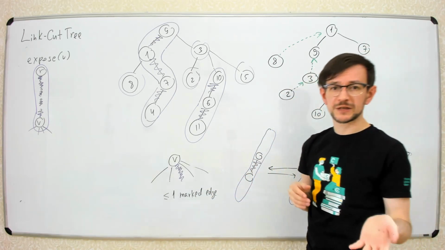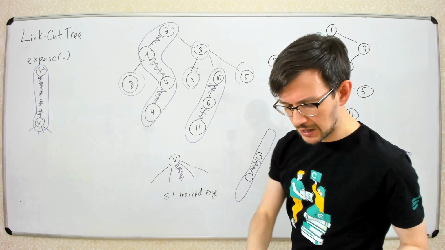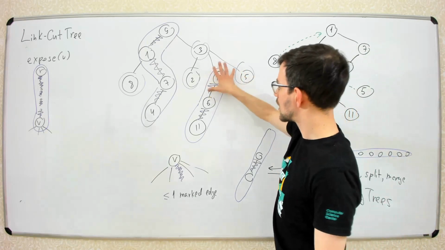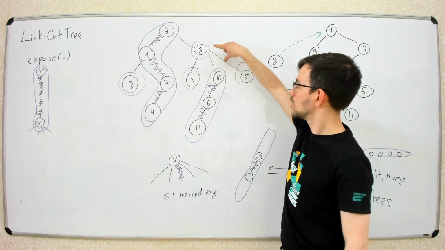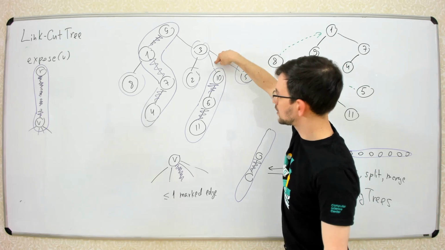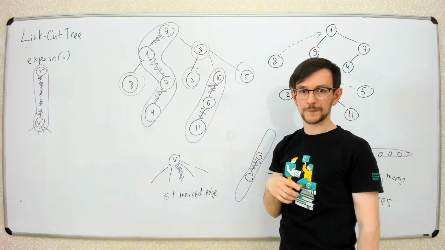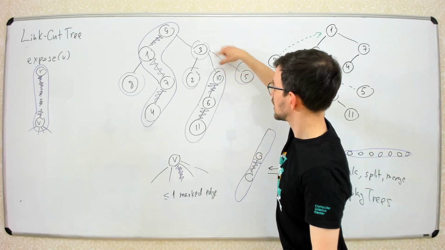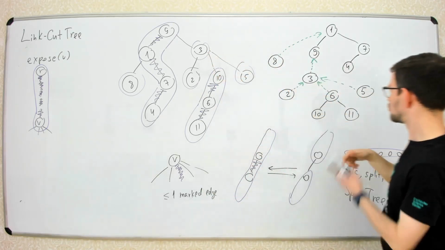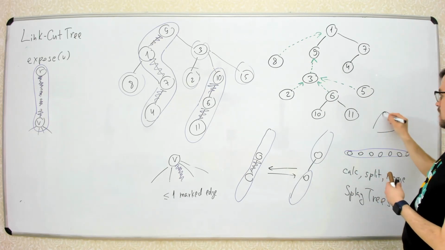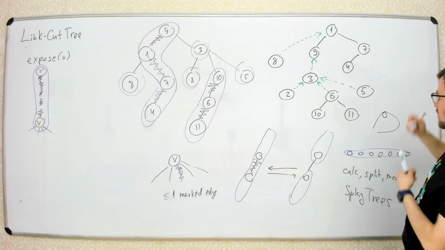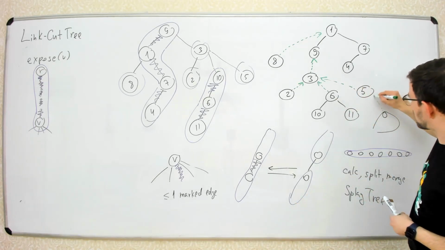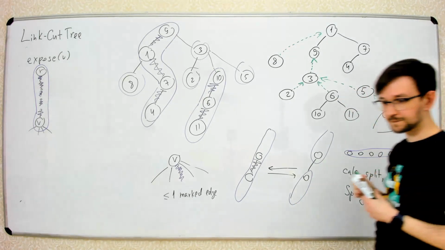Now, how to make link and cut operations? They are actually pretty simple. When you link two trees, you simply connect one tree to another tree with some unmarked edge. So you connect it with some edge, and you have this edge unmarked. That's simple. The decomposition will not change. You simply connect it and make this parent link.